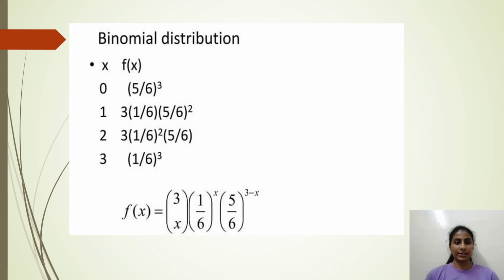If X is equal to 0, f(X) is equal to (5/6)^3. If X is equal to 1, f(X) is equal to 3 × (1/6) × (5/6)^2. If X is equal to 2, f(X) is equal to 3 × (1/6)^2 × (5/6). If X is equal to 3, f(X) is equal to (1/6)^3. So f(X) is equal to C(3, X) × (1/6)^X × (5/6)^(3 − X).